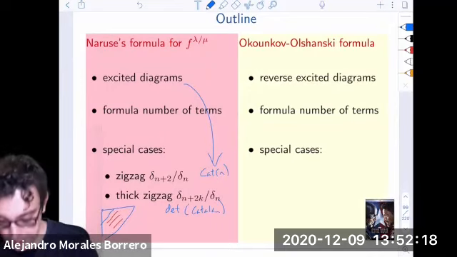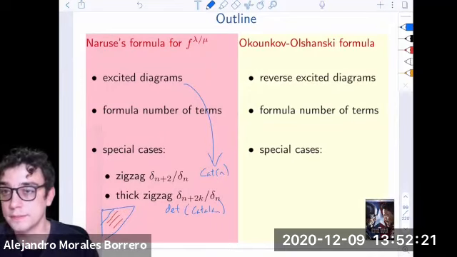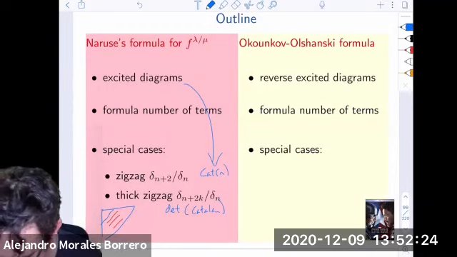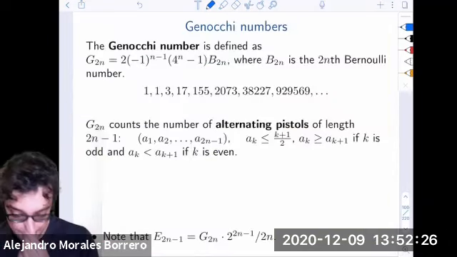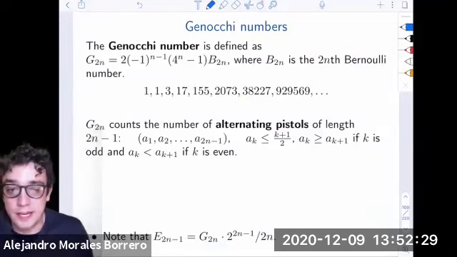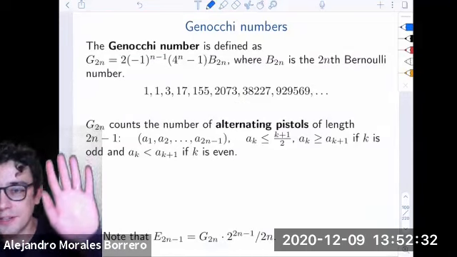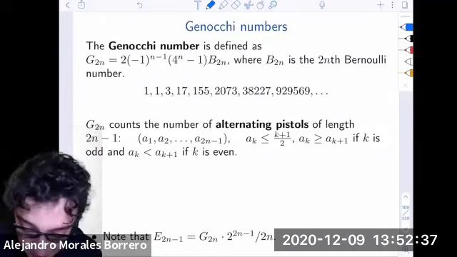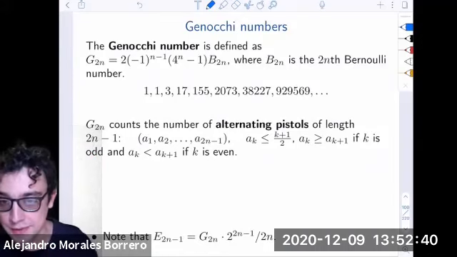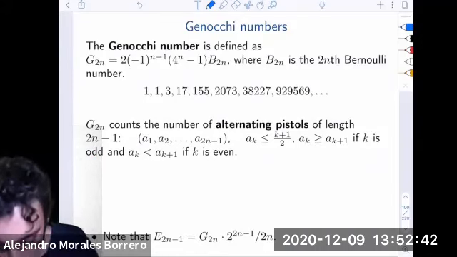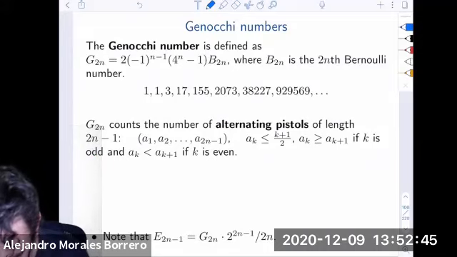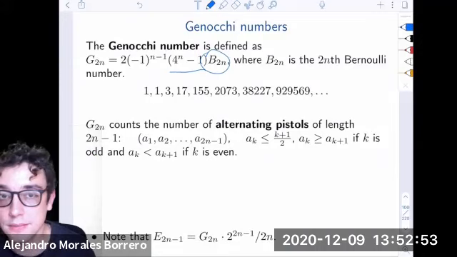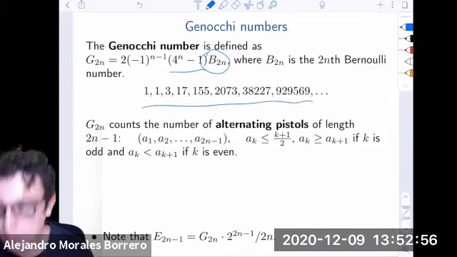Okay, so let's see what happens in those special cases for Okounkov-Olshanski, just to finish. So some enumerative combinatorics. I need to define one more thing: the Genocchi numbers. Has anyone heard of the Genocchi numbers? Can you raise your hand if you have? Maybe heard of something? Okay, but they're not as well known as the Euler or the Catalan numbers. Good. So the Genocchi numbers are defined like this. Up to a sign, a power and a factor, it's a Bernoulli number times a factor. Here is the sequence from the OEIS.